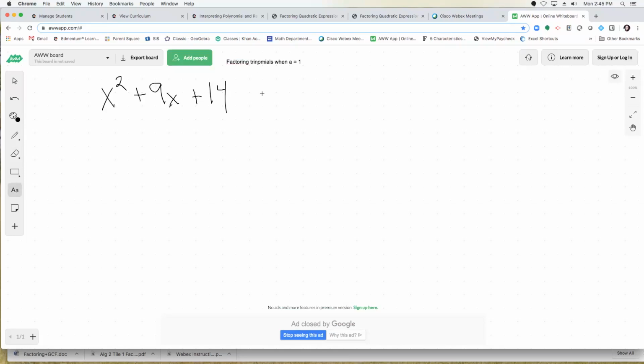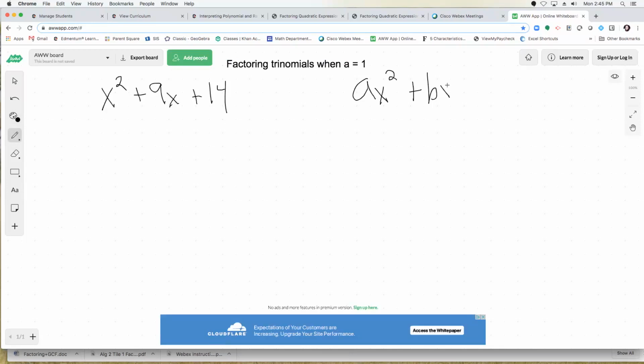Factoring. Okay, so when I'm talking about a equals 1, what I'm talking about is the standard form. So trinomials often appear in standard form like this: ax squared plus bx plus c. When they're in standard form, we can pair up what a, b, and c are.